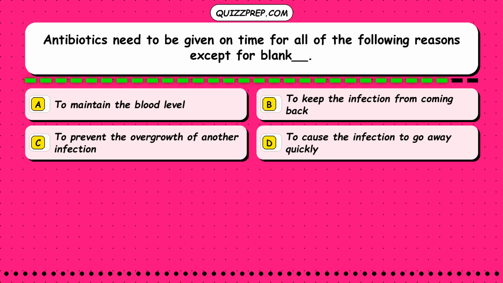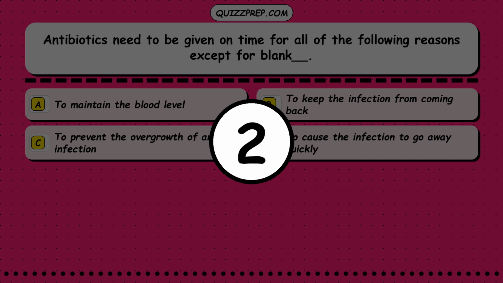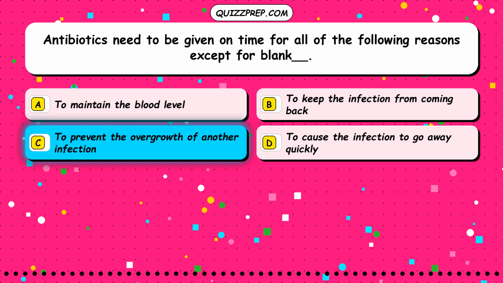Question 26. Antibiotics need to be given on time for all of the following reasons except for blank. Option A, to maintain the blood level. Option B, to keep the infection from coming back. Option C, to prevent the overgrowth of another infection. Option D, to cause the infection to go away quickly. The correct answer is option C, to prevent the overgrowth of another infection.